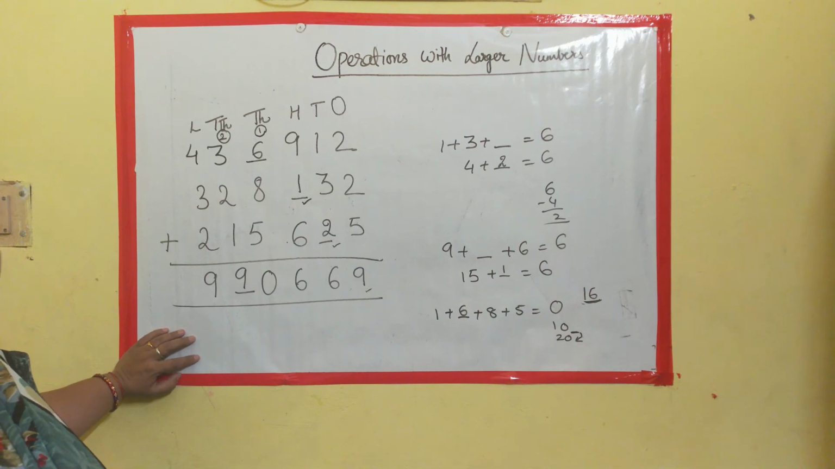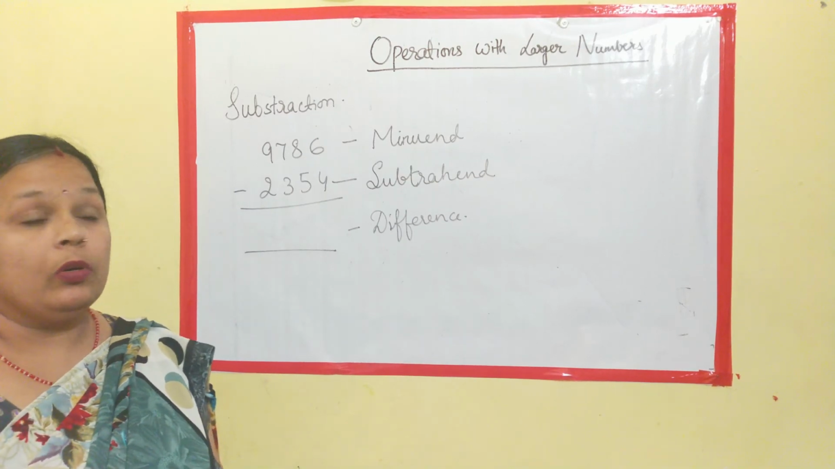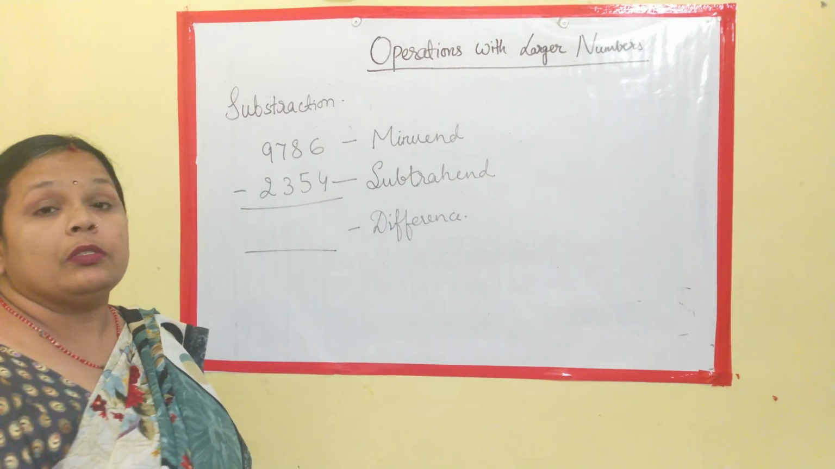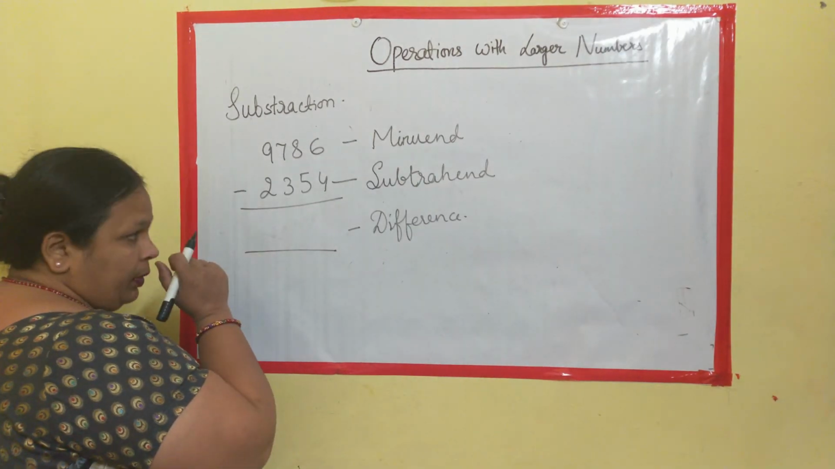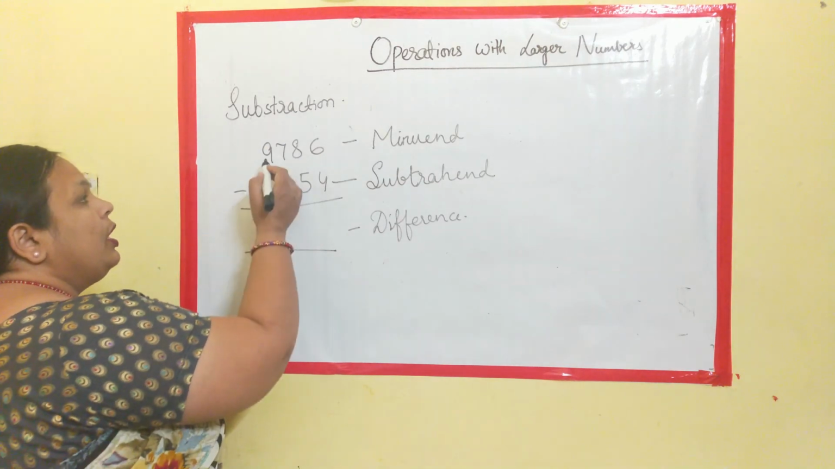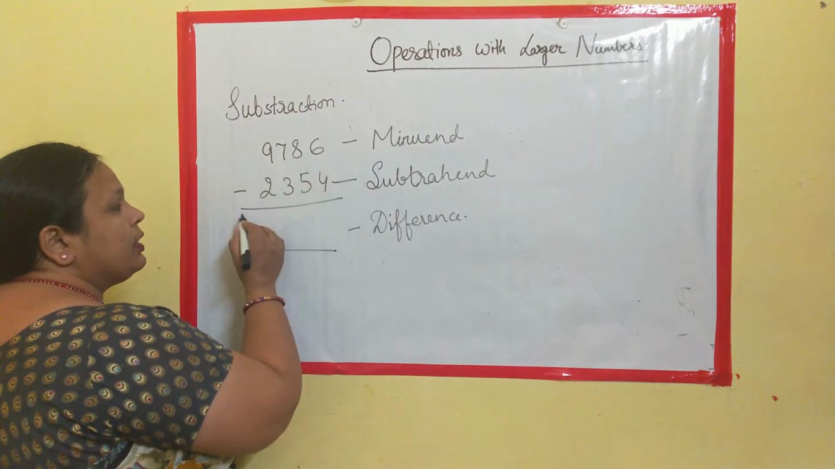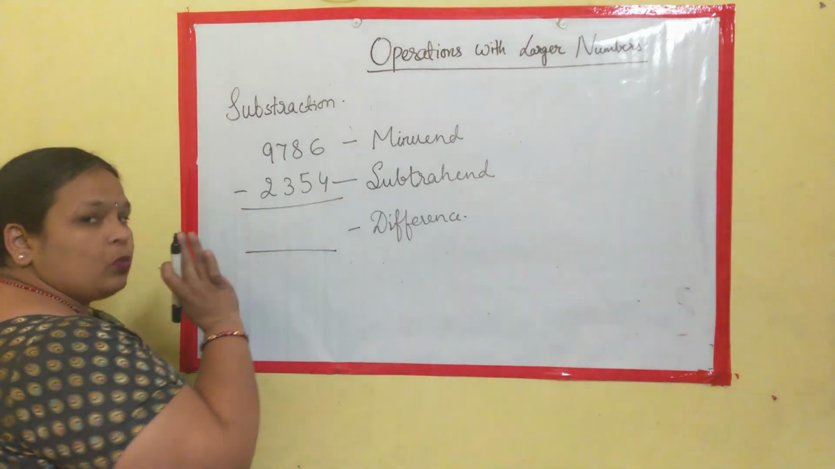Okay, now we will be discussing subtraction. Now we will be discussing operation on larger numbers as subtraction. Clear? Now, as we have seen an example for addition, we are going to take one example for subtraction also. 9786 minus 2354. Subtraction part is very easy.